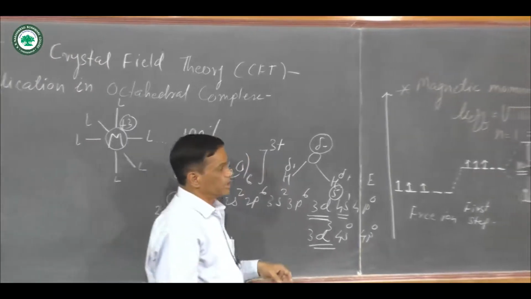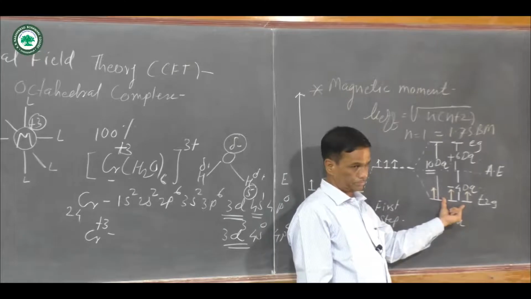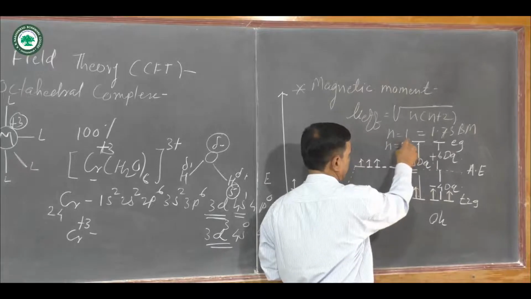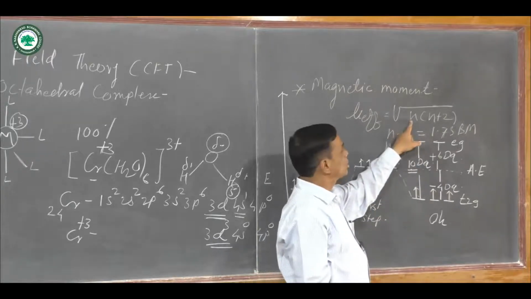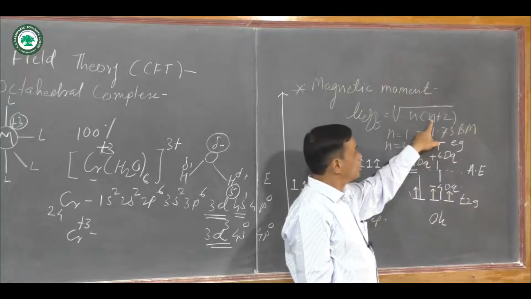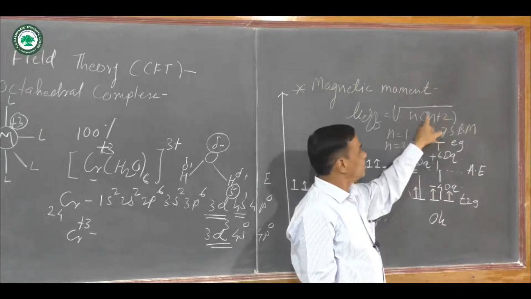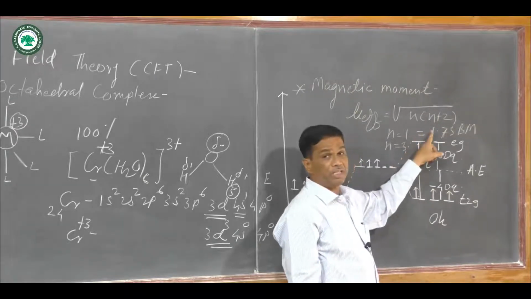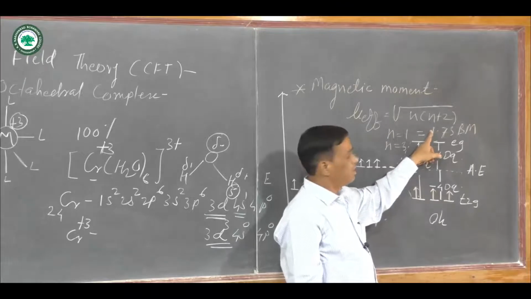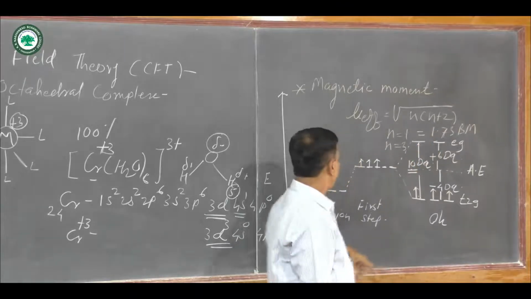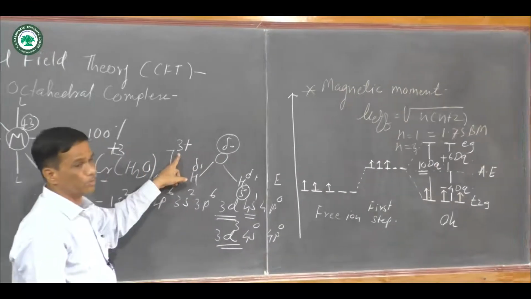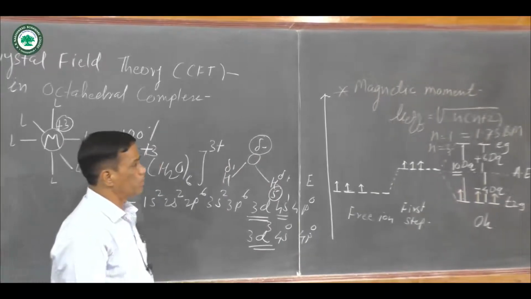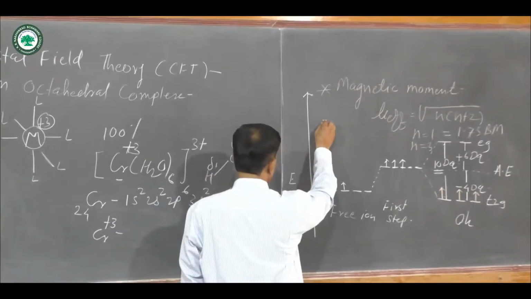For the complex ion [Cr(H2O)6]3+, there are 3 unpaired electrons, meaning n is equal to 3. When that value is 3, here 3 multiplied by the bracket 3 plus 2 is 5, and 5 threes are 15. Under root of 15 is equal to what? 3.88 BM, and that value is observed for the [Cr(H2O)6]3+ complex ion.